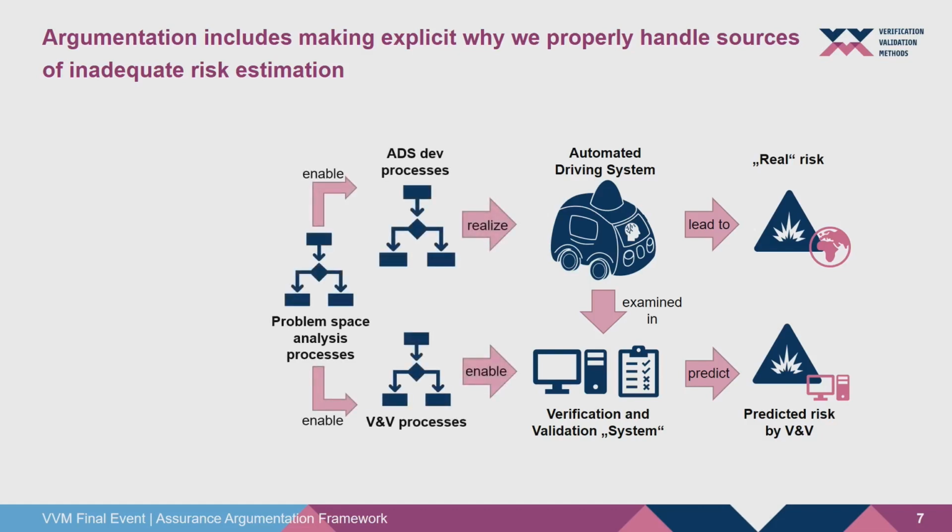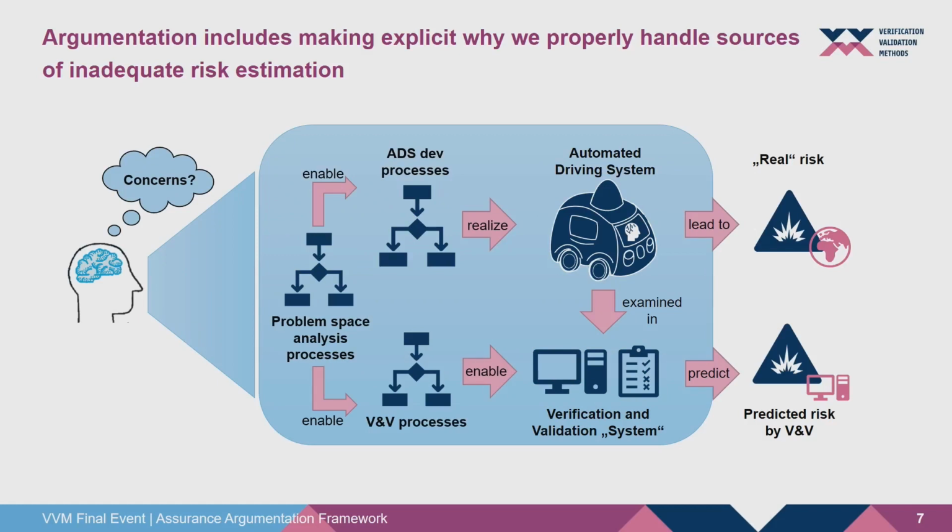The second source, however, is the processes that we use for problem space analysis, ADS development, and verification and validation. Do you remember the process performance and generic principles from the last slide? That's the first concretization for the context of the ADS and the environment, and the respective processes, obviously. And the last source for inadequate risk estimation is overconfidence in our argument for this system and process performance. If we can tell an explicit story of how we identify and handle all these sources, we can arrive at a trustworthy risk estimate for our system and use that later on to check it against risk acceptance criteria.